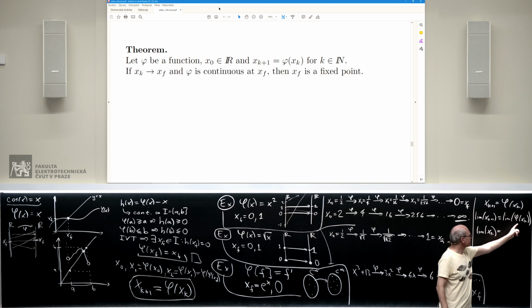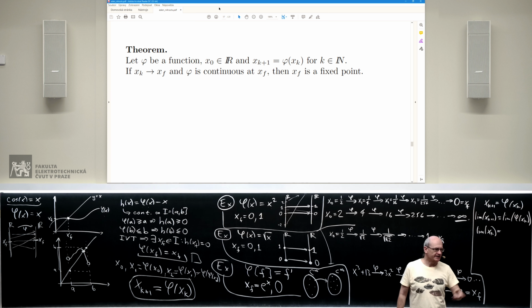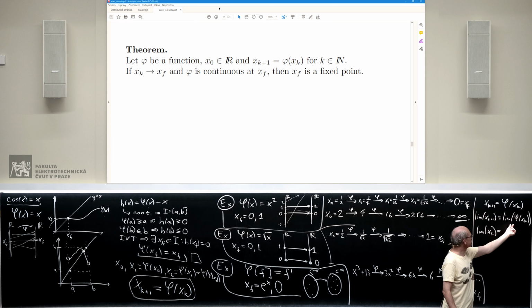Let's have a look on the right. This is a composed situation, and for composition we had a theorem again in calculus. And the theorem said, if this function phi is continuous, then it can be pulled out of the limit in a way.